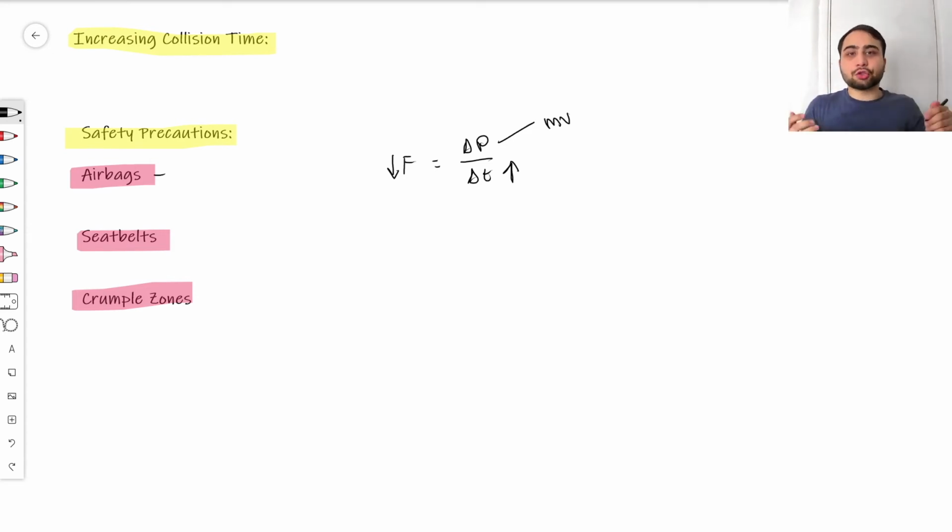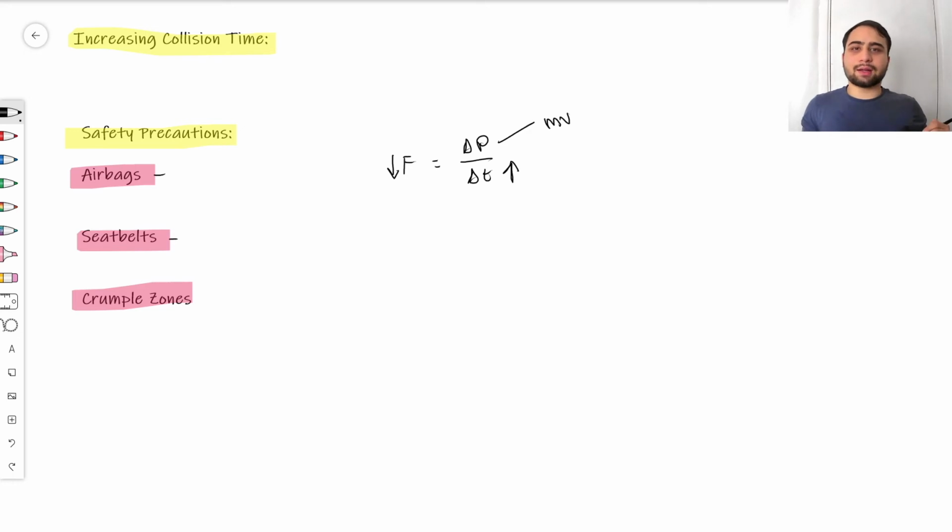Because remember, sure, you could just bang your head on the steering wheel and you would come to a dead stop very quickly, but that would mean that our time would be extremely small, and so the force you would feel on your head due to slamming it into the steering wheel would be extremely high, and that would cause you injury. So we don't want that. We want the airbags to cushion our fall onto the steering wheel or the dashboard or whatever, to increase our time, to decrease the overall change in momentum, so we get the lowest force exerted on our face as possible.